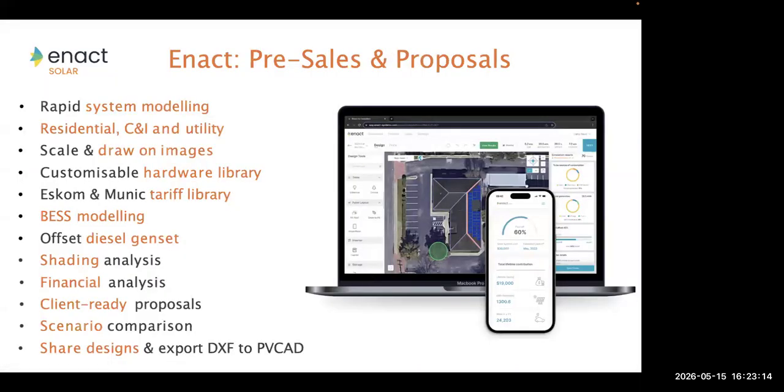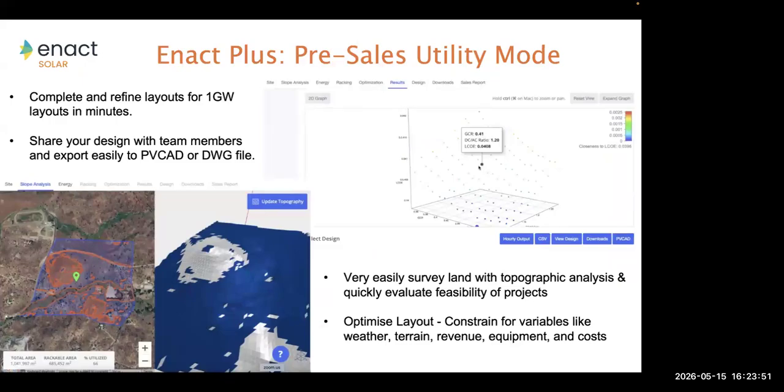So these are all the features that you've just seen on the pre-sales side. You can model, of course, the battery systems. You can also bake in diesel gensets or off-grid systems. Like I mentioned earlier, you can scale and draw on images as well. So if the property is not available on Google Maps, you can also upload an image, scale on it, and draw on those images as well. All the hardware is completely customizable, and you can export a DXF file, which you can eventually take to the PVCAD application.